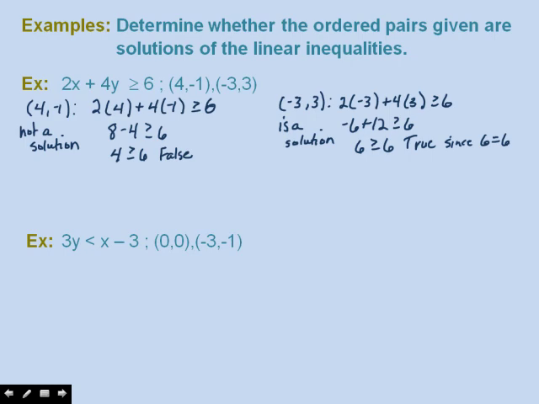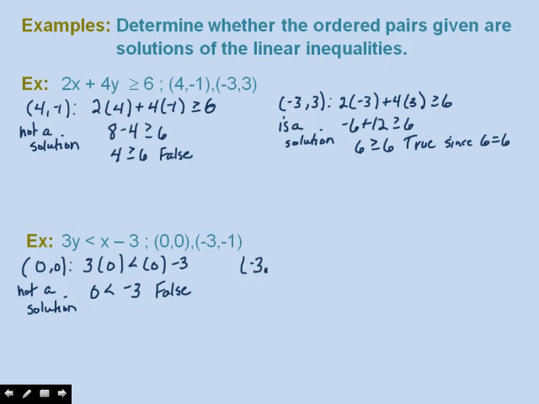Let's do one more example of this. So here we have the inequality 3y is less than x minus 3. We're going to test the point (0, 0). So we're substituting 0 for y and 0 for x. So on the left side we end up with 0. On the right side we end up with -3. Is 0 less than -3? No. This is false, which means that this point is not a solution.